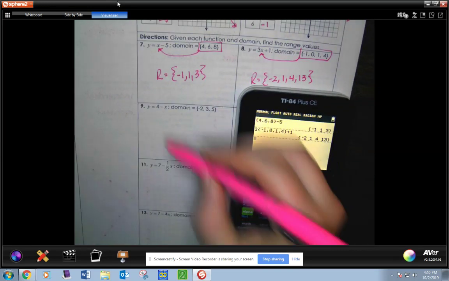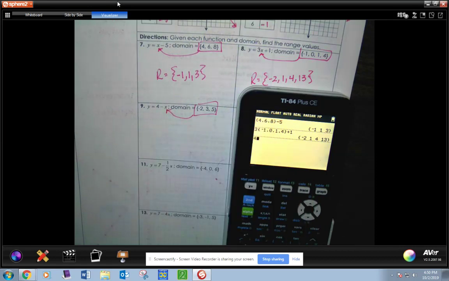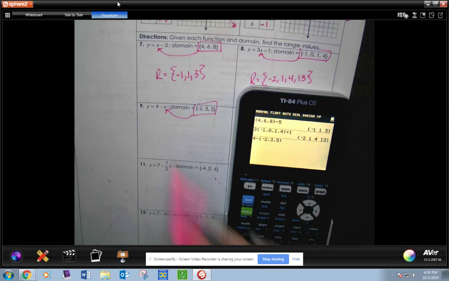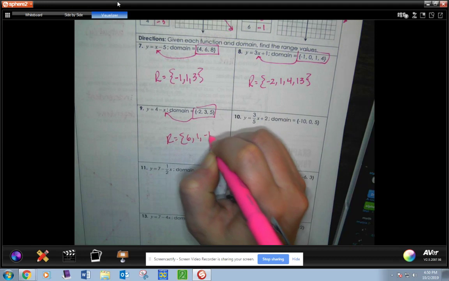Okay, moving to the next one. I'm going to take these brackets, plug them into x. So we're going to do 4 minus, instead of x, I open up the bracket, second parentheses, -2, comma, 3, comma, 5, second close parentheses. And since there's nothing after the x, I just hit enter. So my answer is 6, 1, and -1. So I put r equals 6, 1, -1. And I keep going on.